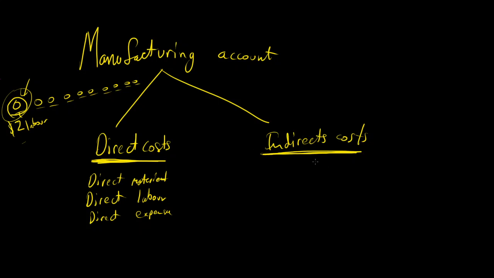Then indirect costs. Indirect costs cannot be directly linked with my units produced. So you can say they're kind of like fixed costs. Let's say supervisor salary. Supervisor salary.